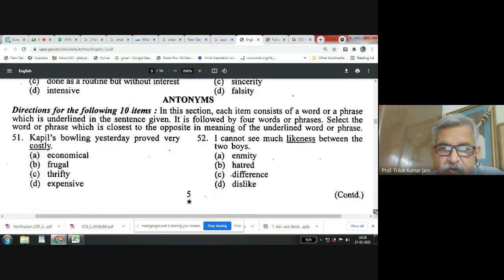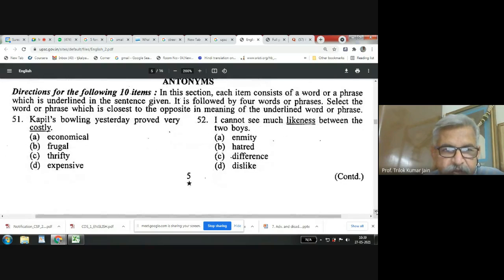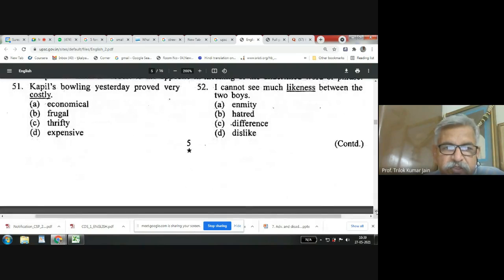Antonym. Now we have to find the antonym, the opposite. Kapil's bowling yesterday proved very costly. Opposite of it will be economical. So you can give either answer A or C, thrifty, or B, frugal. A, B, C, any of these is possible. So the best answer would be A. They have given three similar answers, A, B, C.